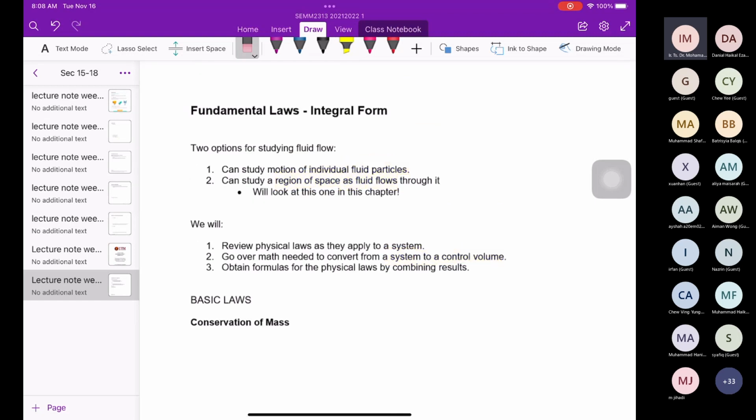Okay, let me repeat back. There are two options of studying the fluid flow. The first one is we can study individual fluid particles. Okay, we have this one, and then we can see the trajectory, the velocity, the acceleration of individual fluid particles. Second one, we can study the region of space as fluid flows pass through.